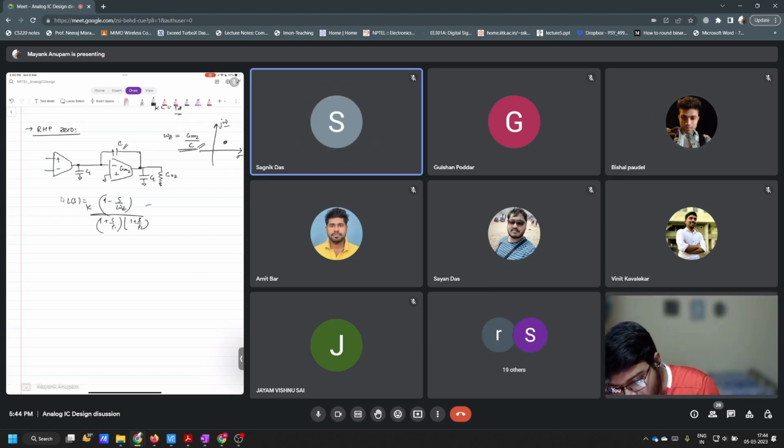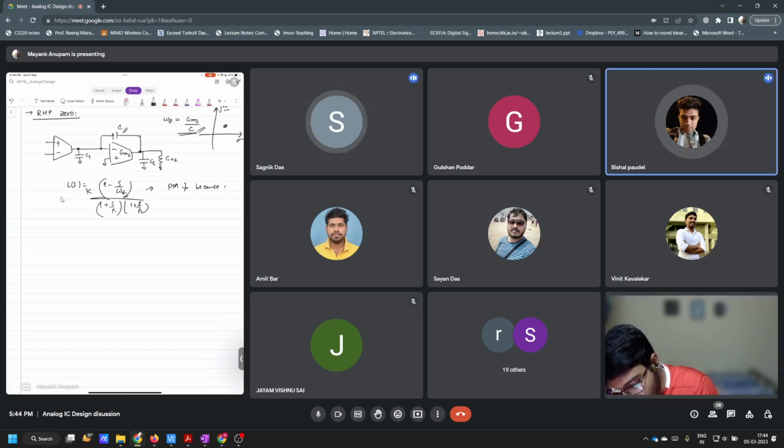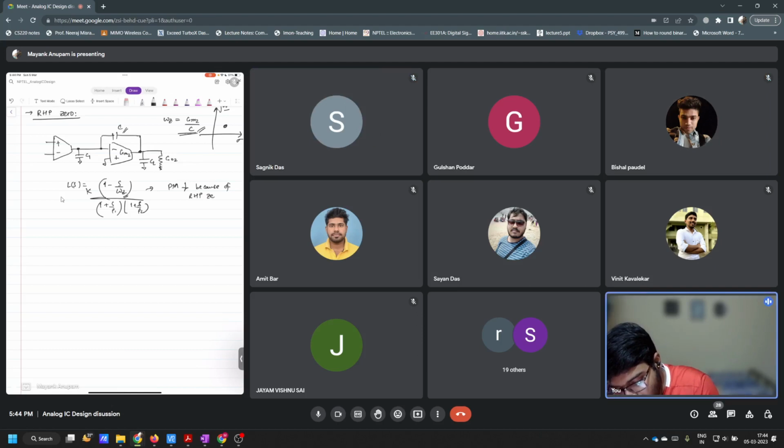Yes, sir. And you remember that because of this right half plane zero, your phase margin was decreasing, right? And if the phase margin is decreasing, what happens to the delay in the overall feedback loop? The delay is increased. Correct. So somehow the system is having larger delay because of this right half plane zero, right? Is that clear? Yes. Cool.